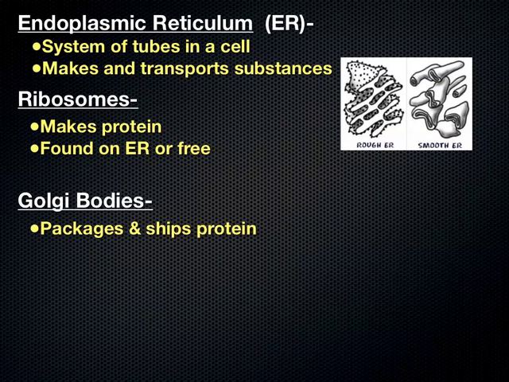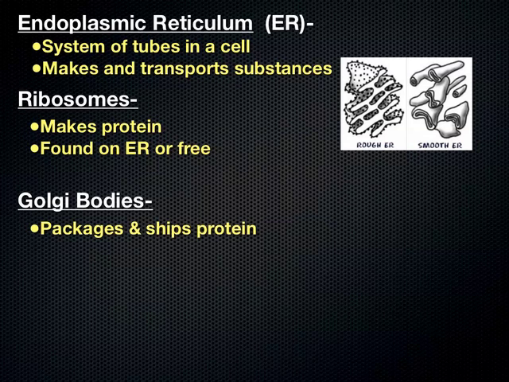Yes, Joe? So I take it the rough ER is in animal cells and the smooth ER is on... No, they're both in both plant and animals, because plants do have protein in them as well. I know we mostly think of meat protein, but plants do contain protein. The Golgi bodies, you said, are used for packaging and shipping proteins outside of the cell.